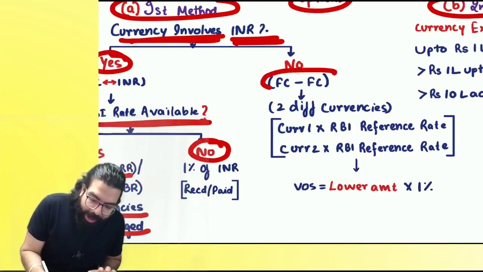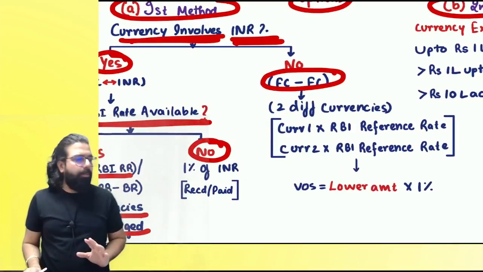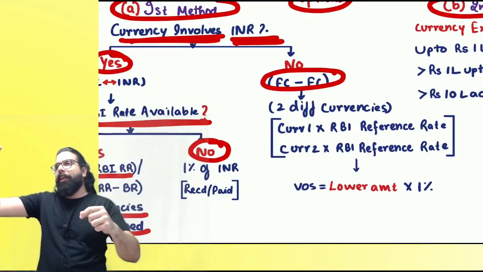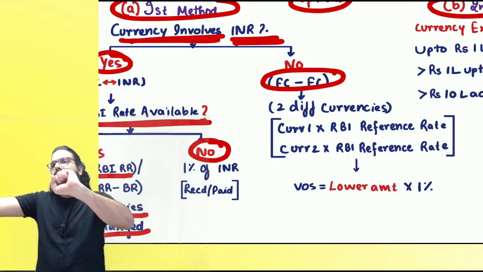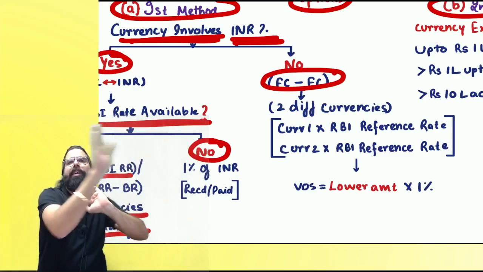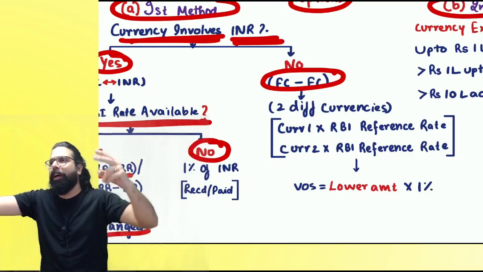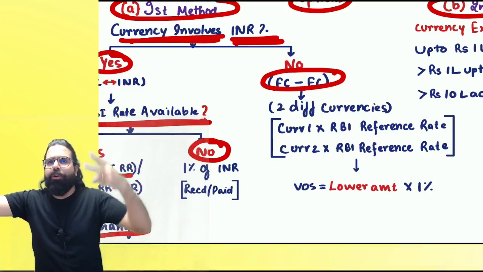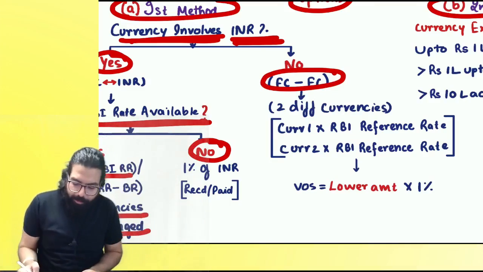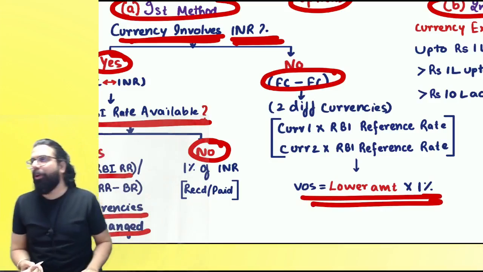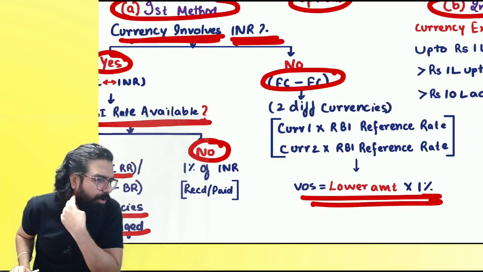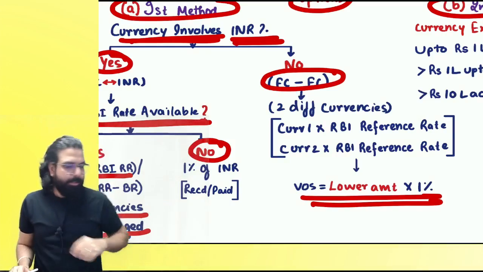Sir, supposingly I converted dollars into pound. Then what will happen? Then they are telling both the currency you convert into INR. Both the currency, you apply RBI reference rate and convert into INR. Dollar multiplied by RBI reference rate of INR and convert into INR. Both the currency, dollars and pound, you convert into INR. Whichever is the lower amount of that, 1% will become the value of supply. I hope everyone is clear till here. People watching at home, are we all 100% clear?